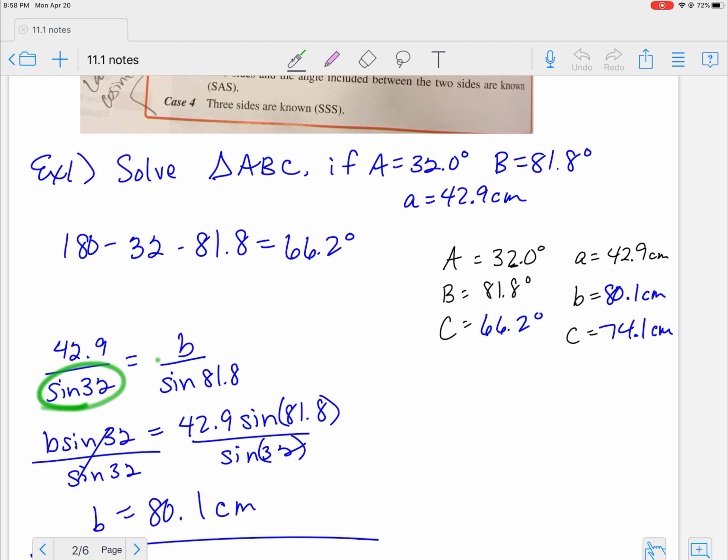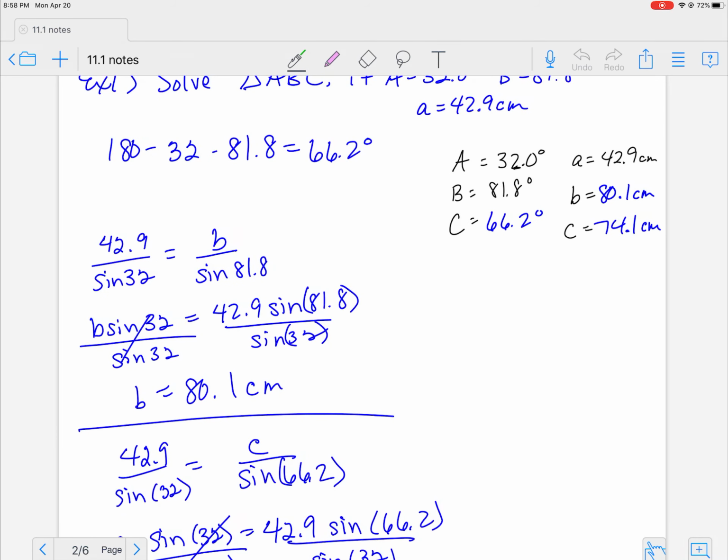42.9 goes with sine of 32. B up here, which I don't know, goes with the sine of 81.8. When you have two fractions that are equal, you can cross multiply. So I have B times the sine of 32 equals 42.9 times the sine of 81.8. That's just basic equivalent ratios, cross multiply, do your business. Then I want to get that B by itself, so I'm going to divide by the sine of 32. Those cancel. And then I plug this into my calculator.